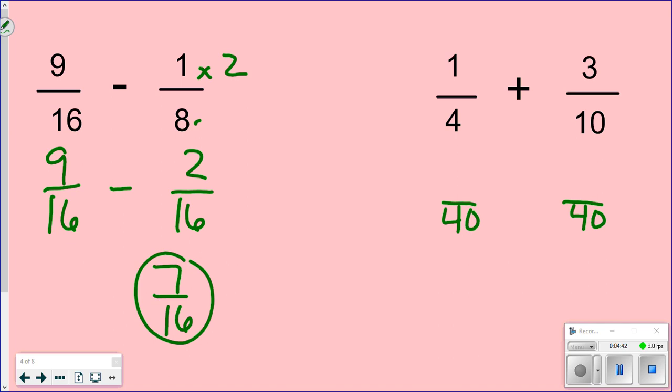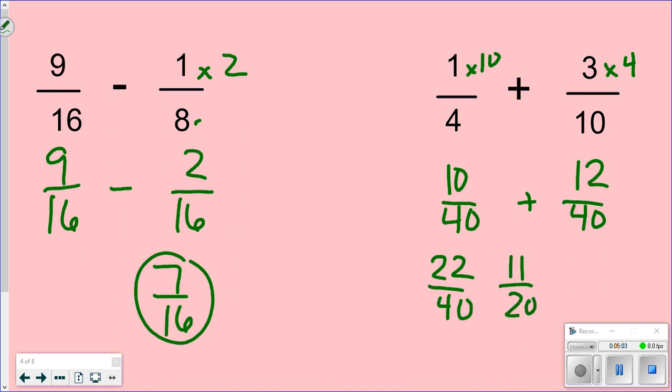Okay, so I know 4 times 10 is going to give me 40, so I have to take this times 10. 10 times what's going to give me 40? I know that's times 4, so I have to take this times 4. Okay, here's my problem. I have 22 over 40, which is reducible by 2. Now, if you would have used 20 as a denominator, you wouldn't have to reduce at the end. So this would be 11 over 20.